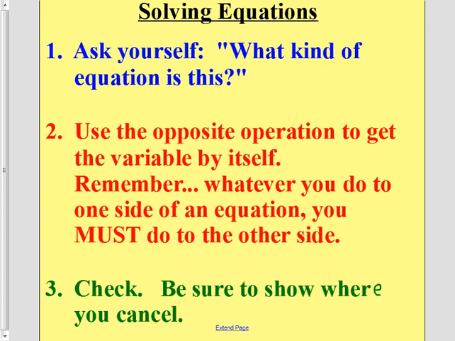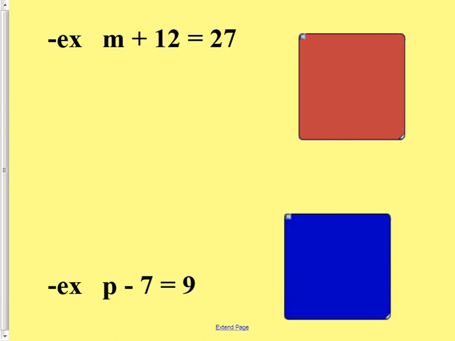Remember, we've learned that whatever you do to one side of an equation, you have to do the same thing to the other side. That's how you keep the equation balanced and make sure your two sides stay equal. And then we check, making sure that we show where we canceled. So for our first equation, we have m plus 12 equals 27. Our goal is to get m by itself and know what it equals.